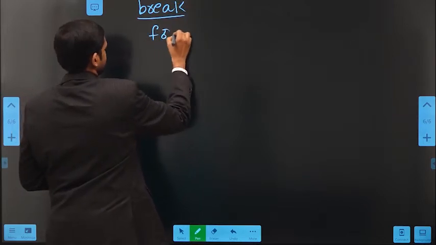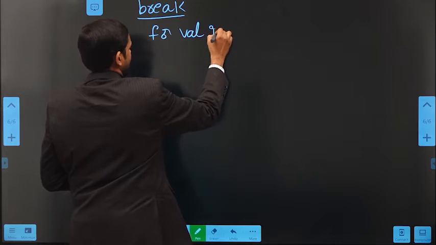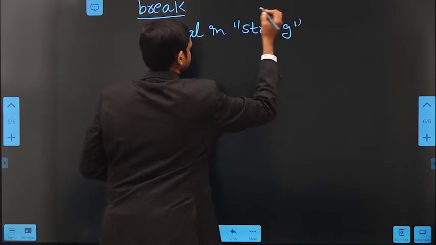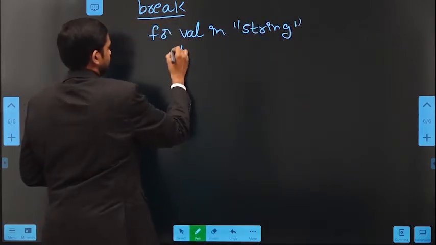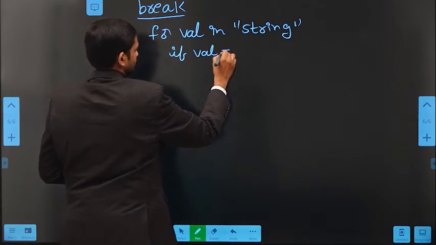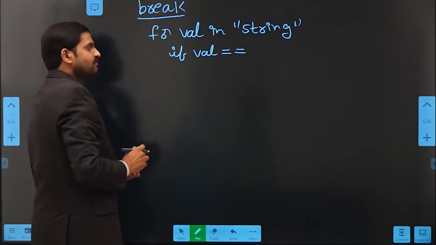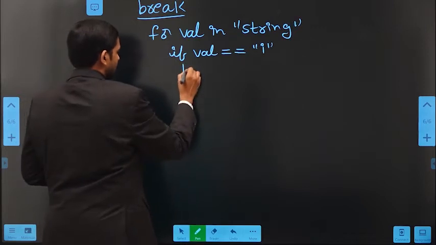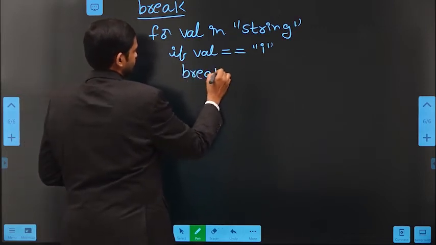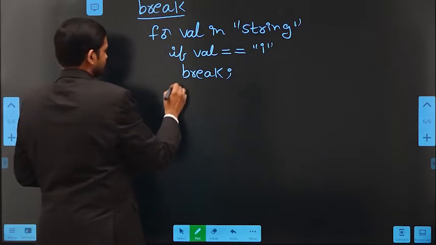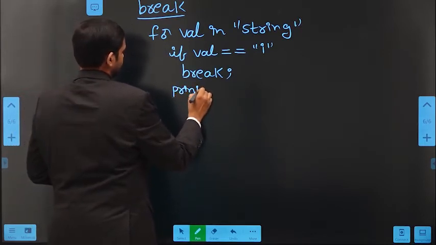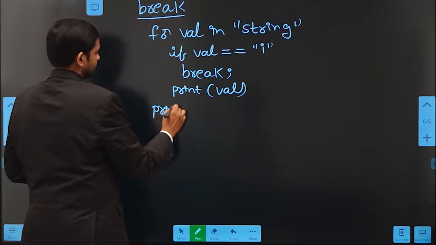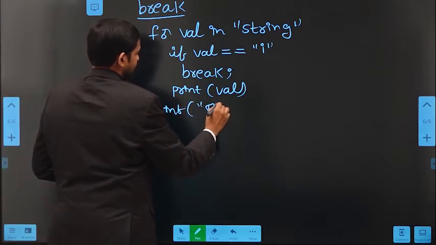For val in string, if val equal to I, break, print val, print the end.